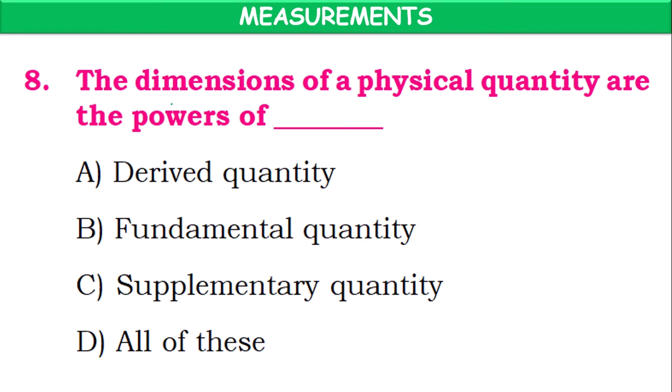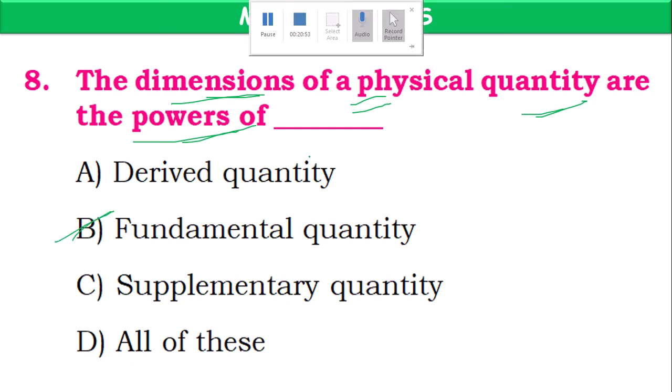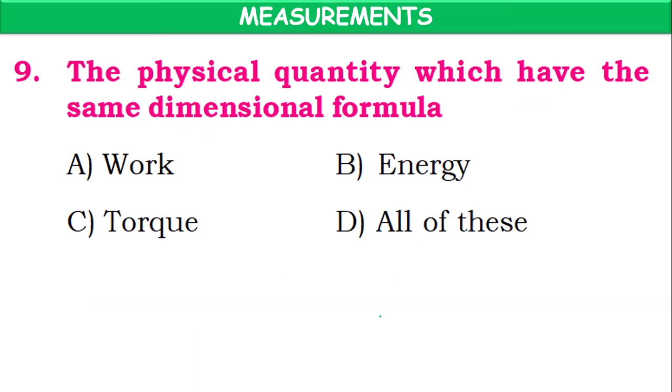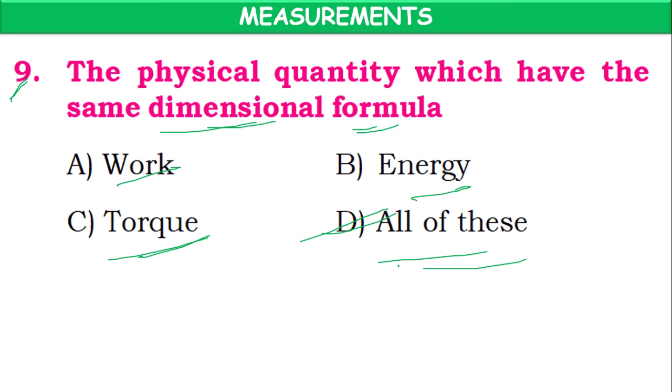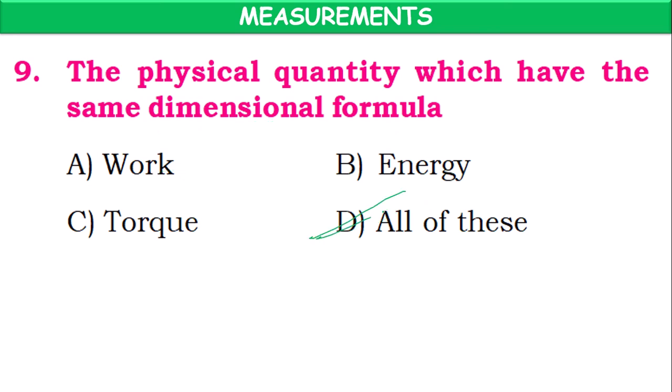So the eighth question, the dimensions of a physical quantity are powers of fundamental quantities or base quantities. Next, the physical quantities which have the same dimensional formula. Work, energy, torque, three of them have the same dimensional formula. So option D is correct.